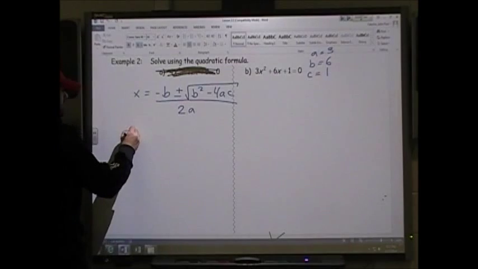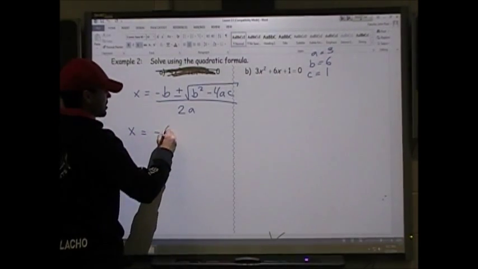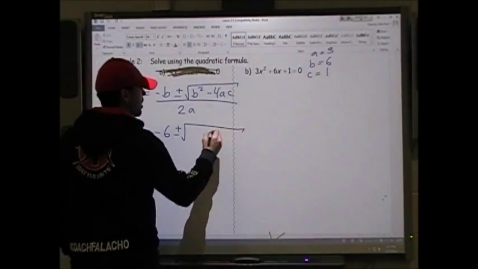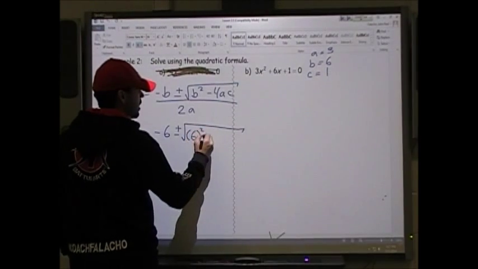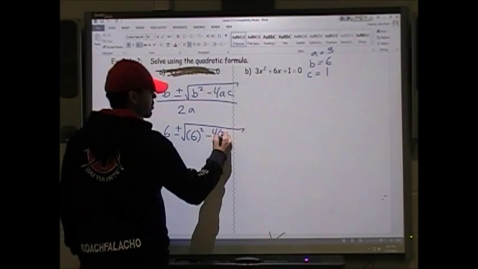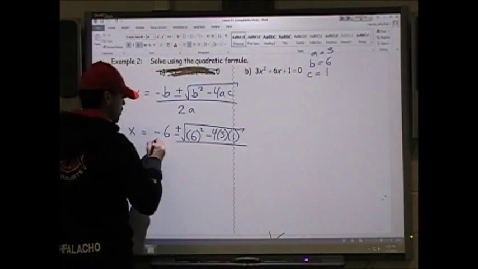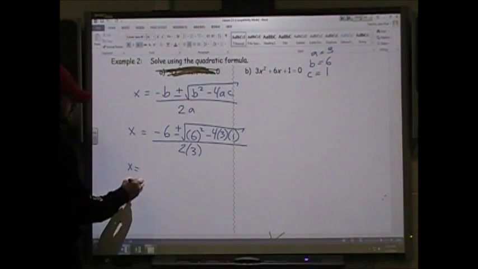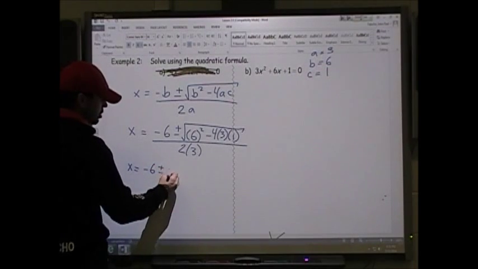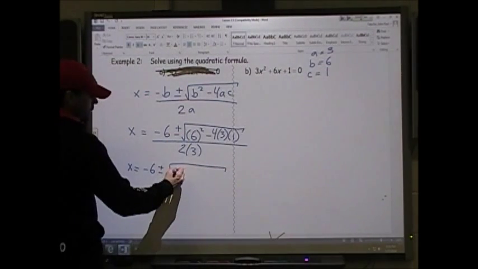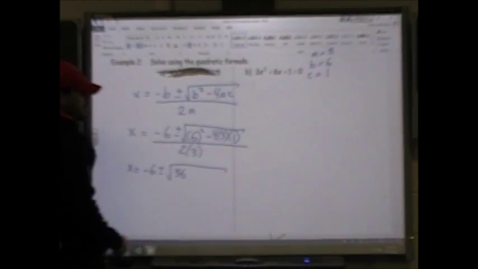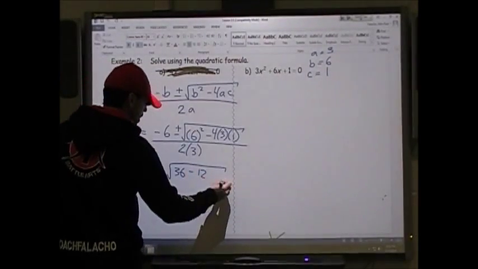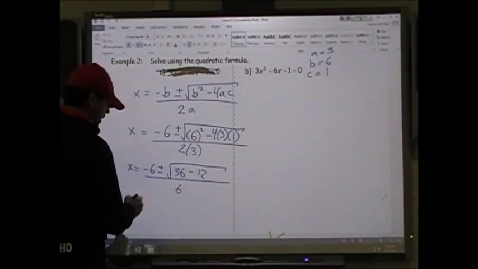So continuing this, x equals negative, and then b is 6, plus or minus the square root of b is 6 squared, minus 4 times a is 3 times c is 1, all over 2 times a, which is 3. Continuing this, x equals negative 6 plus or minus the square root of 6 squared is 36, negative 4 times 3 times 1 is negative 12, all over 2 times 3, which is 6.